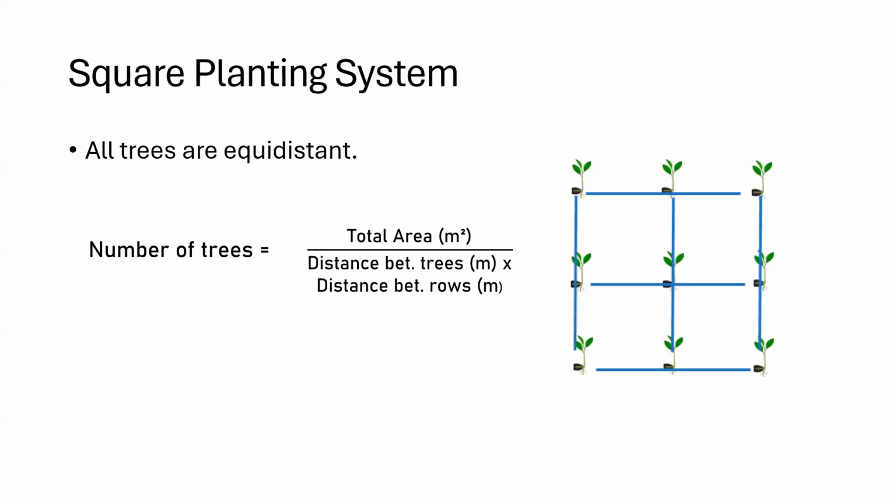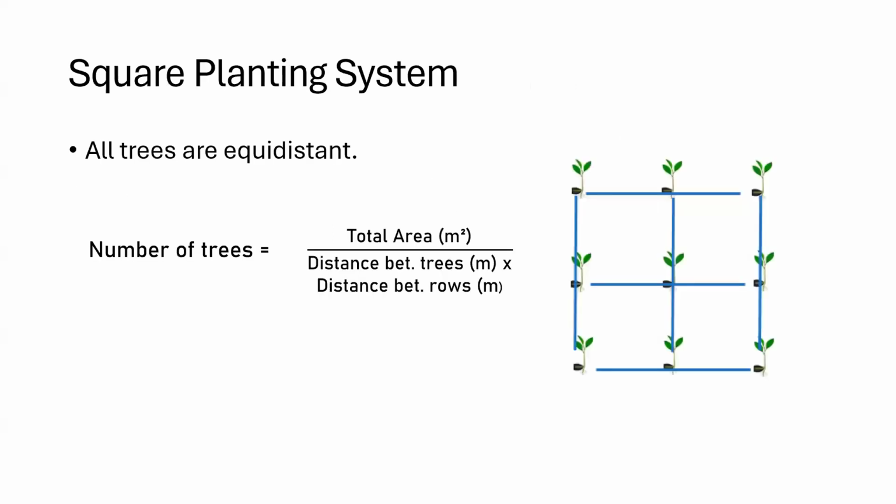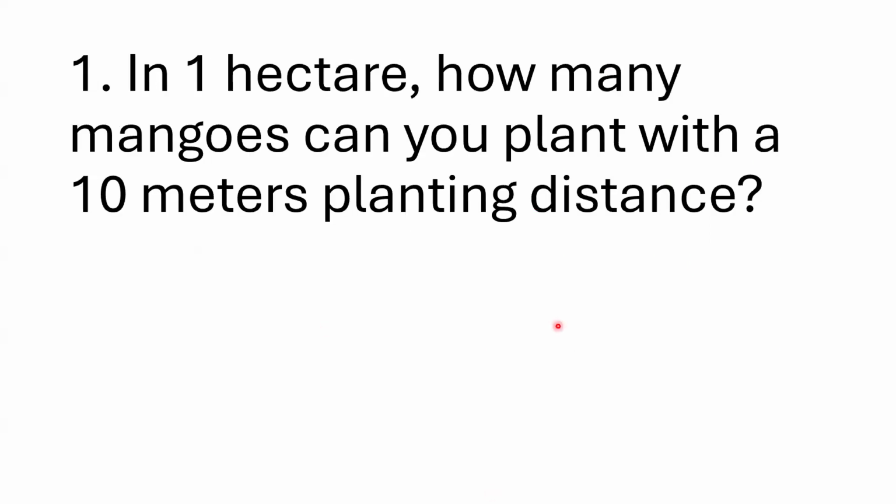Now let's try this problem. In 1 hectare, how many mangoes can you plant with a 10 meters planting distance? So again, yung formula natin is total area over the distance between trees multiplied by the distance between rows. So yung given natin na total area is 1 hectare. And 1 hectare is equivalent to how many square meters?